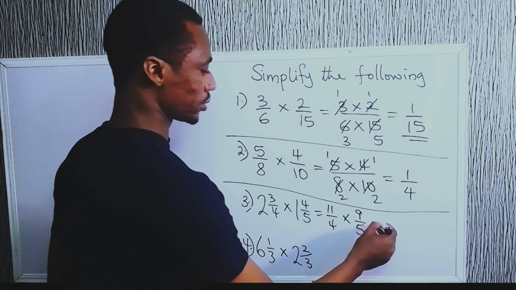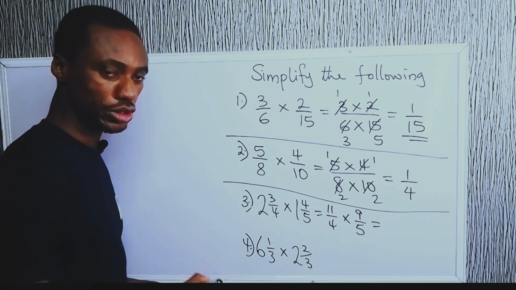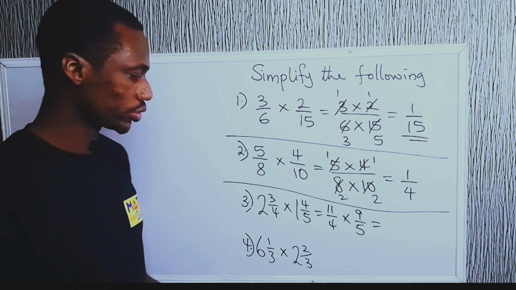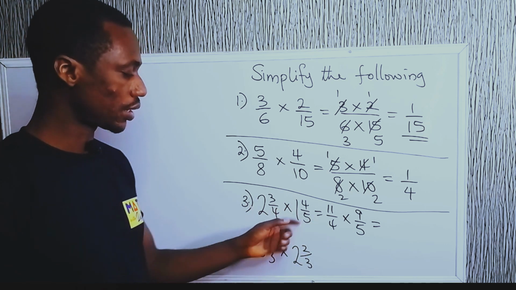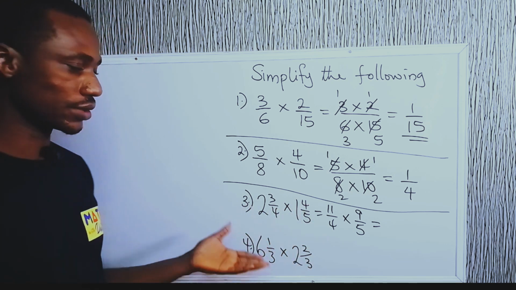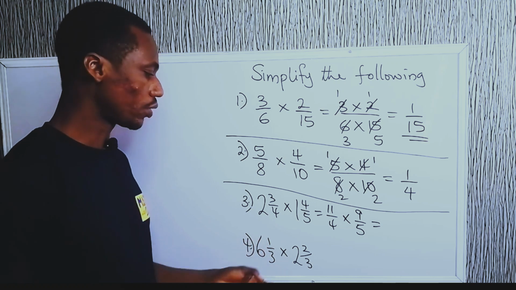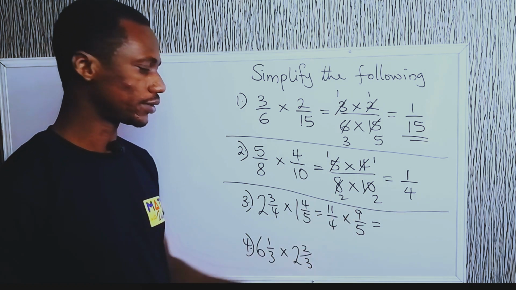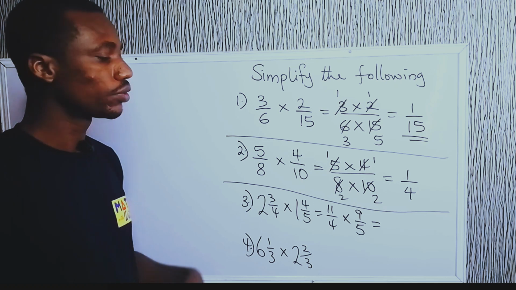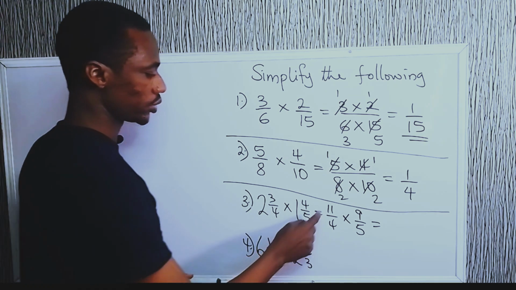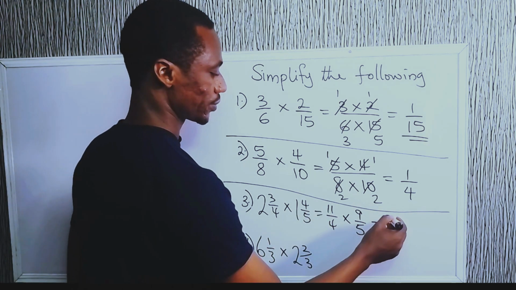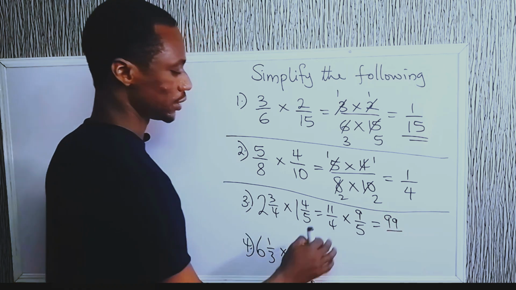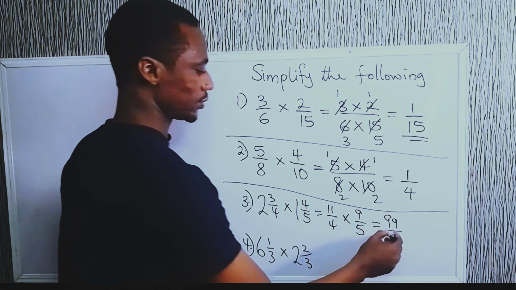Okay, so we check. Remember, we multiply straight away, right? But before we do the multiplication, let's check if there's a number upstairs that can divide a number downstairs, if there's any common factor. So I've checked 4 and 11, 4 and 9, 5 and 11, 5 and 9. There are no common factors. So we'll go ahead with our multiplication. So 11 times 9 is 99, and then 4 times 5 is 20.